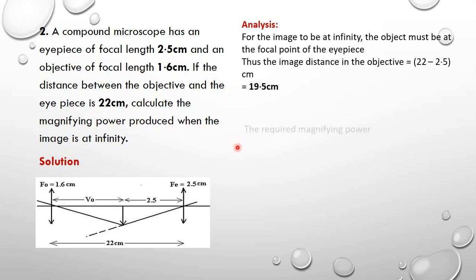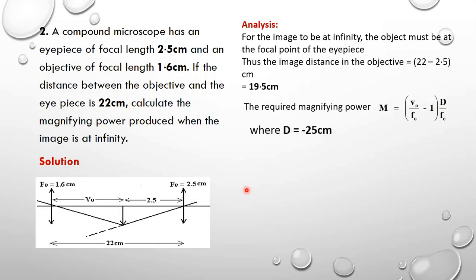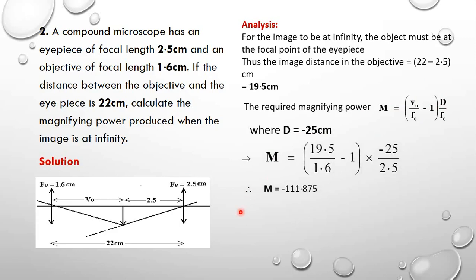But we are looking for the magnifying power. So from the formula of the magnifying power, when the image is at infinity, we have M as V0 over F0 minus 1 times D over FE. This is what we derived. But D is going to be negative 25 centimeters. This time around we are putting in the negative because in the other formula we are not considering it. So when you are substituting you shall consider it now. So we shall have M as negative 111.875. That's the magnifying power.